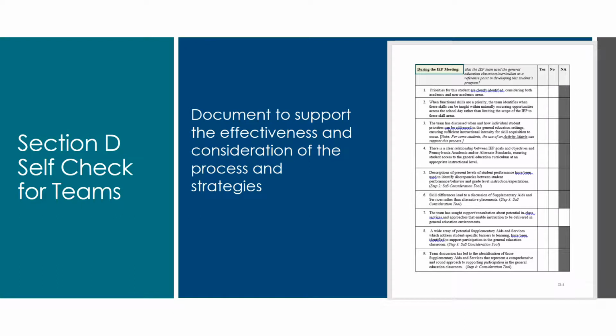So when they think about, have you talked about supplementary aids and services rather than alternative placements? These are really things around the toolkit. So was there a team discussion that led to the identification of some supplementary aids and services that represent a comprehensive and sound approach to supporting participation in the general education classroom? And it refers them back to step 4 of the toolkit. So it kind of cross-references what's happening in the toolkit.